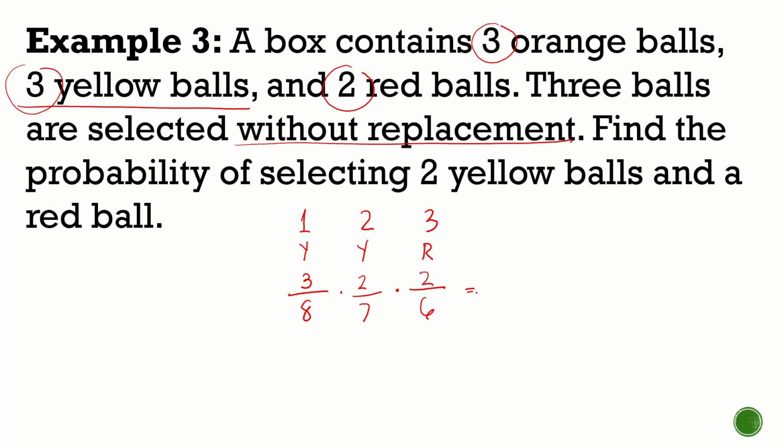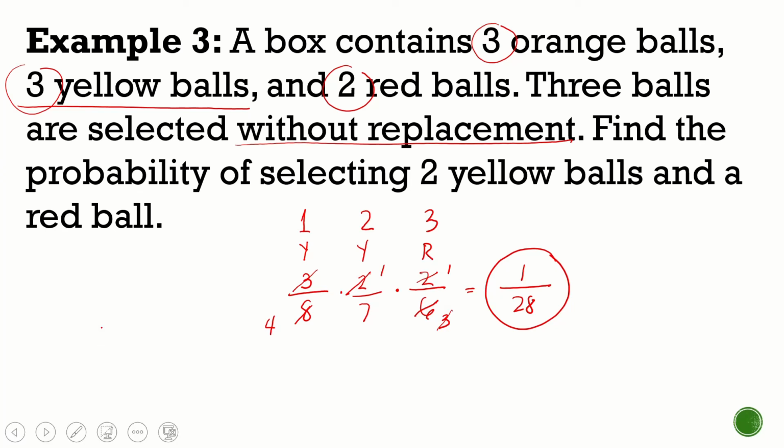But I think we can simplify 2 and 6. That's 1 over 3, right? We can cross out this 3 right here and there. This 2 is 1, and this one is number 4. 1 times 1 is 1 in the numerator. 4 times 7 is equal to 28. So it's easier to multiply everything if we can simplify it first, right? So 1 over 28 is the answer.